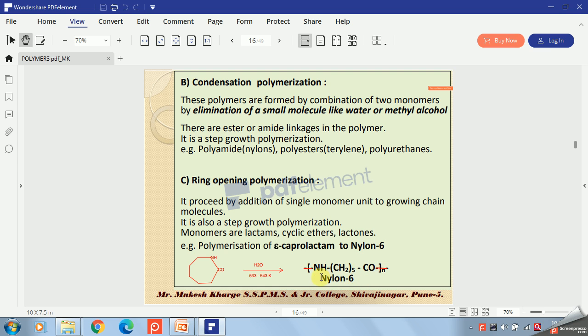In this polymer, a CO-NH type of linkage is present. After this, the same group is repeated: CO, then NH(CH2)5CO, again NH(CH2)5CO. Here an amide type of linkage is present, so it is a polyamide type of polymer. So this is a ring opening polymer, where the ring of the monomer opens.